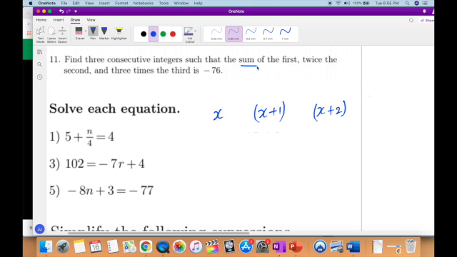Such that the sum of the first, so I'm taking the first and adding twice the second, so the second number being multiplied by 2, and 3 times the third, so I'm adding the third one multiplied by 3, and I'm getting the answer of negative 76. You had to find what the 3 consecutive numbers are.